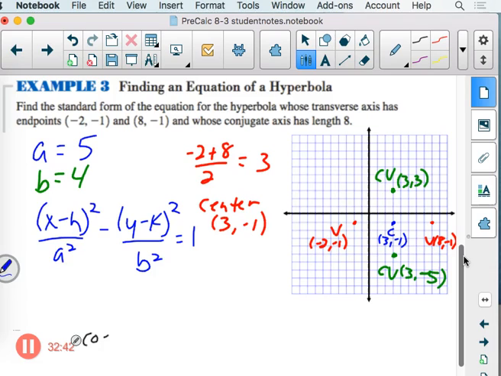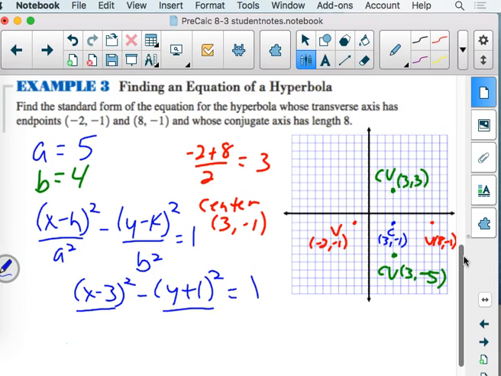Do we know h and k? What did we find that goes in for h and k? The center. And that was our 3, -1. So this will be x minus 3 squared minus y plus 1 squared equals 1. And now our only job is to figure out what we should be putting underneath it. Do you know what a squared is? 25. What's b squared? Did it say we had to sketch the graph? No, so we could stop.